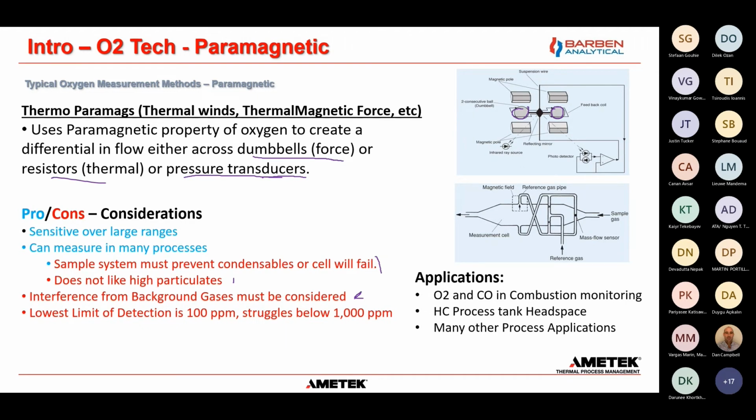And then the lowest limit of detection for most of these devices is 100 ppm. It really starts to struggle, and most of them start to struggle somewhere around 1,000 ppm. So again, for a lot of the critical applications, that's where you're starting to get a theme of where this quench luminescent may belong, is in some of this trace level applications. Applications where we find these: O2 and CO in combustion monitoring, hydrocarbon process, tank headspace, and many other process applications.